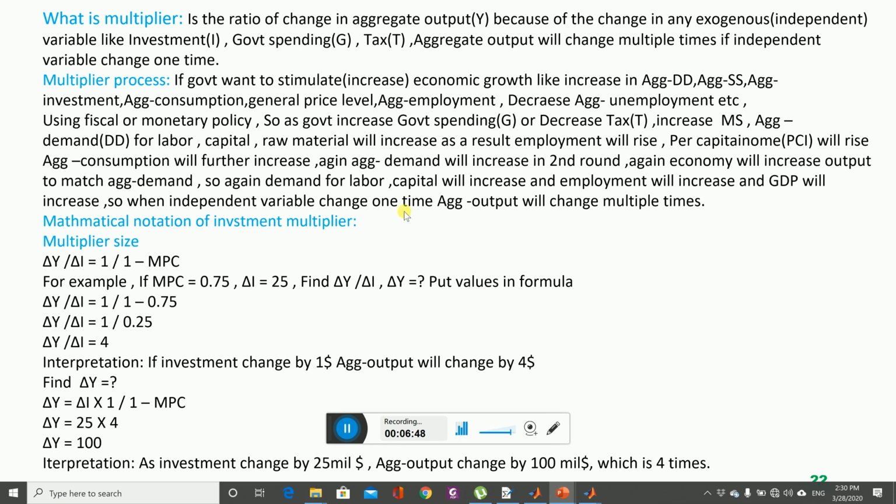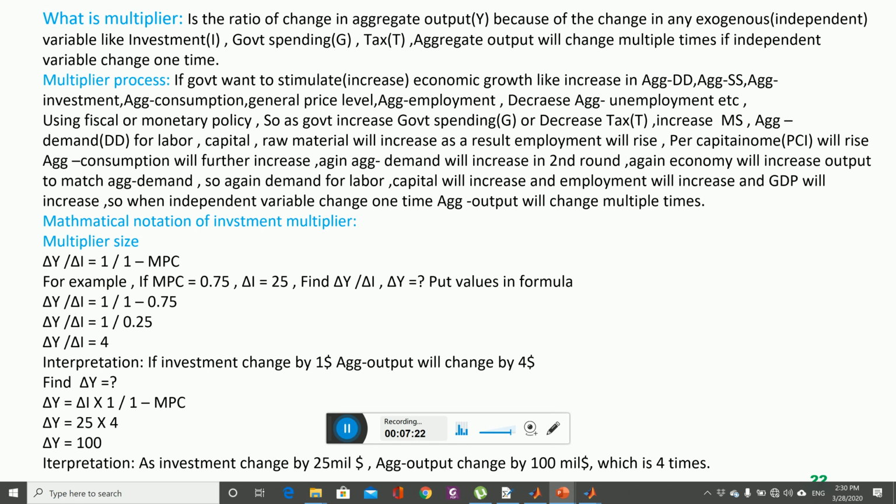Now we are mathematically showing these multipliers one by one. This topic is the mathematical notation of the investment multiplier. As I told you theoretically, when the government increases government spending, decreases taxes, or increases investment, demand for labor will increase, jobs will increase. When jobs increase, per capita income, earning, will increase.